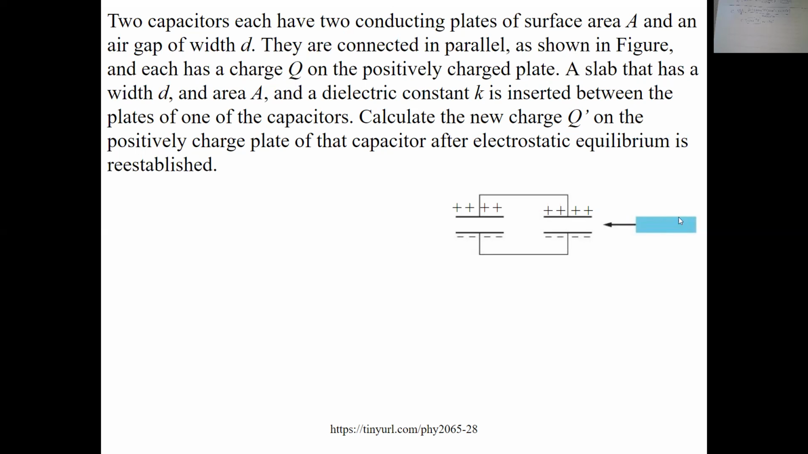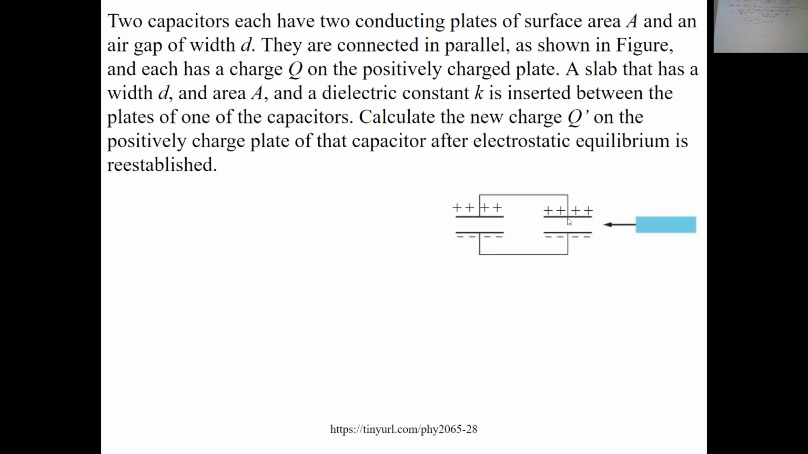Initially, we don't have this insulator in either of them. Initially, these two are identical capacitors. They are made of the same area and same separation. They have the same charge of Q, all right? Now, after you insert this dielectric into one of them, let's take the right one over here.